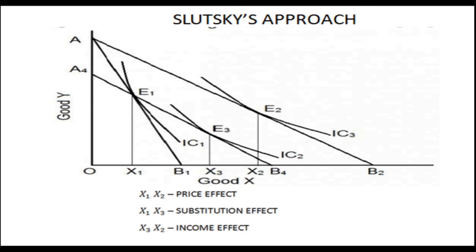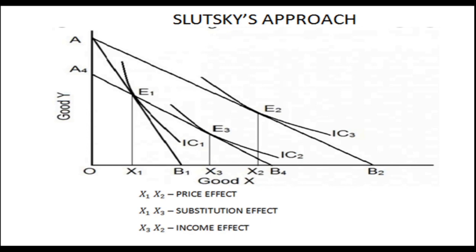So if X1, X2 is the price effect and X3, X2 is the income effect, then we can easily find out the substitution effect. That is, the substitution effect is equal to the price effect minus the income effect. So the price effect X1, X2 minus the income effect X3, X2 is equal to the substitution effect X1, X3. So this is the derivation of the substitution effect by Slutsky.